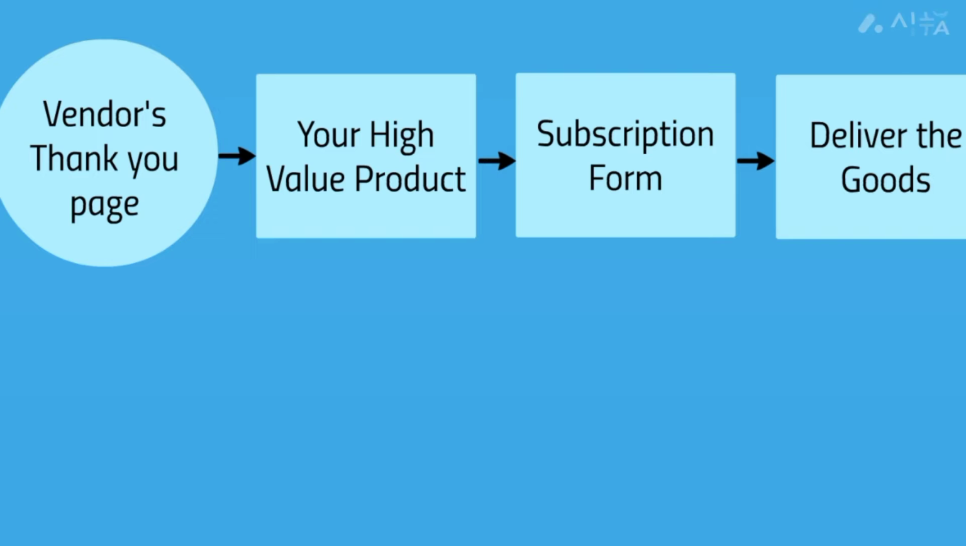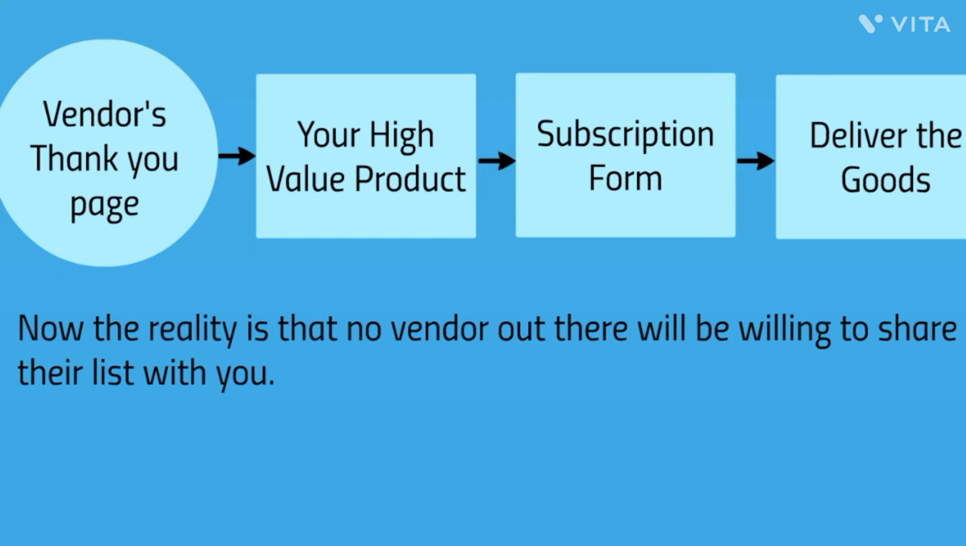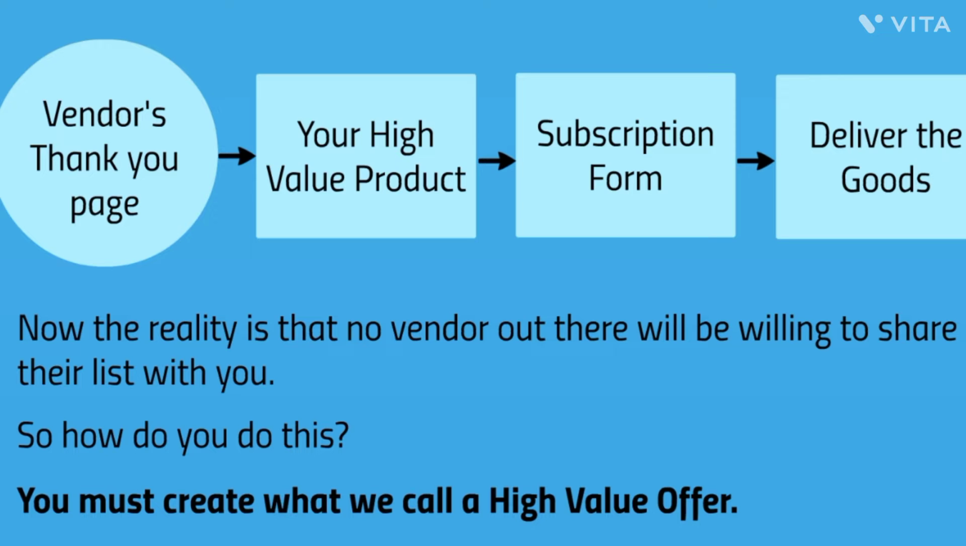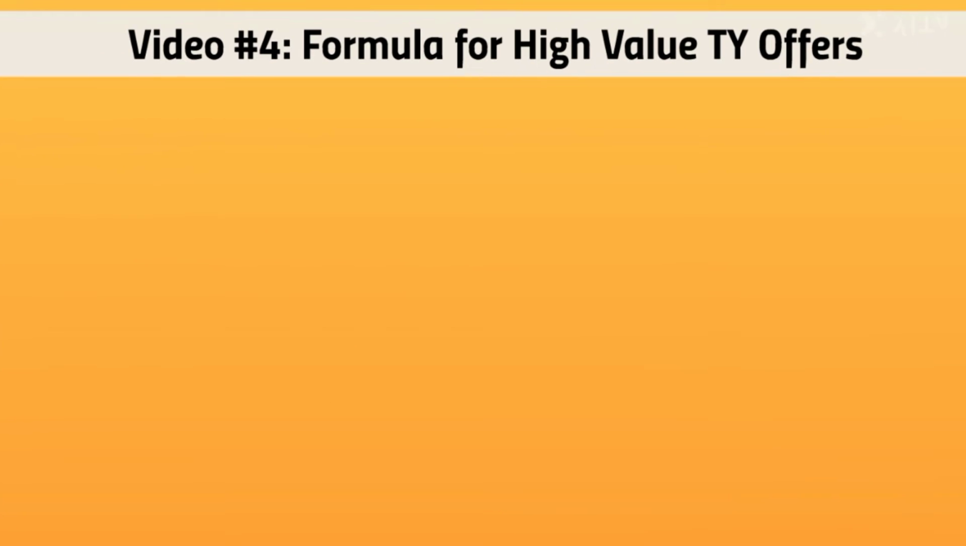Now, you don't necessarily get a monetary exchange in this case, but it's a win-win situation for the vendor and the buyer. Now, the reality is that no vendor out there will be willing to share their list with you. By all means, I will say that up front, no vendor out there is going to share their list with you. So how do you overcome this? How do you go about this? Well, you must create what we call a high value offer. So in this case, this is this right here. That's basically how that formula works.